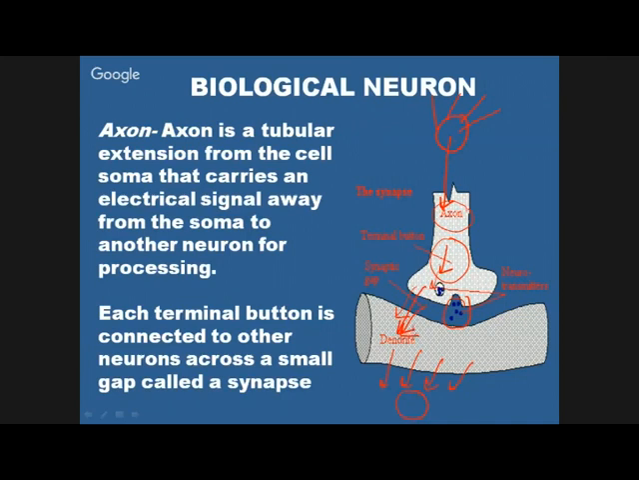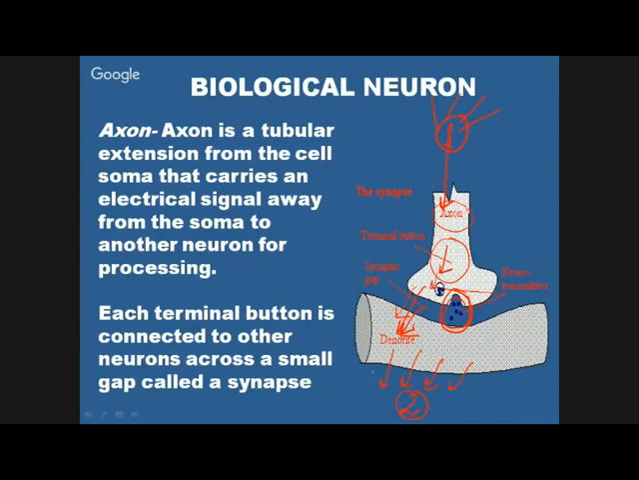dendrites of the other neurons, and it is communicating with the dendrites with the help of some neurotransmitters, which are known as your synapses, and from these dendrites again it will go to the second neuron. So this was my first neuron and this was my second neuron. That only has been told in this slide.